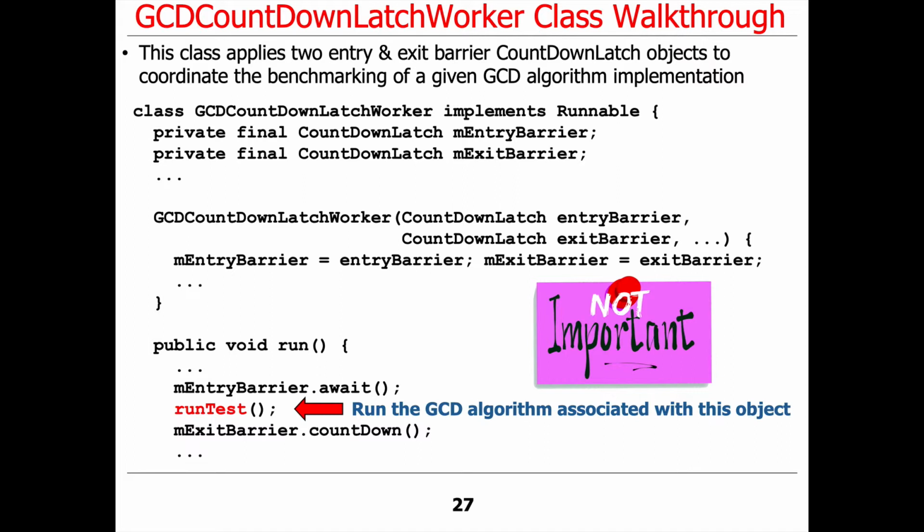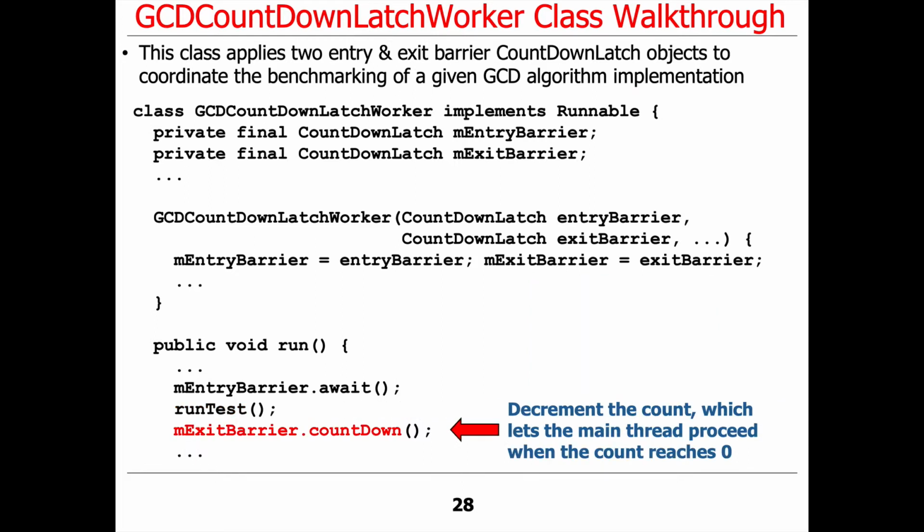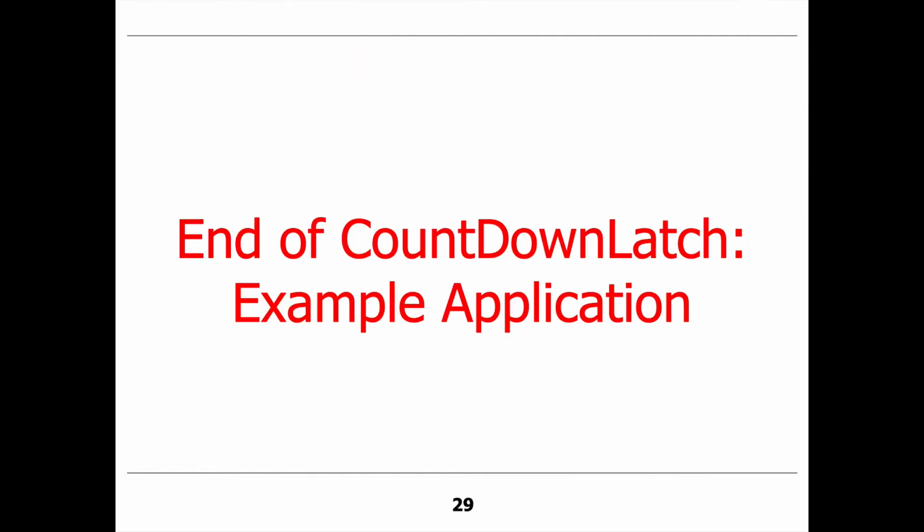The runTest method actually runs the GCD algorithm associated with this object. As I mentioned before, the details of the algorithm are not important for this example illustrating CountDownLatches. And then the last thing we do is decrement the count, and this thread will then return, and then the main thread can proceed when the count reaches 0. Each time countDown is called, as you may remember, that decrements the count atomically by 1. So when the count reaches 0, the main thread can then pick up and keep doing whatever it was doing.